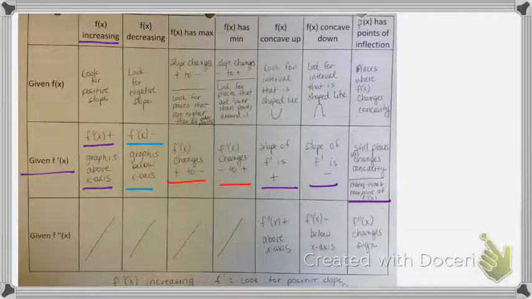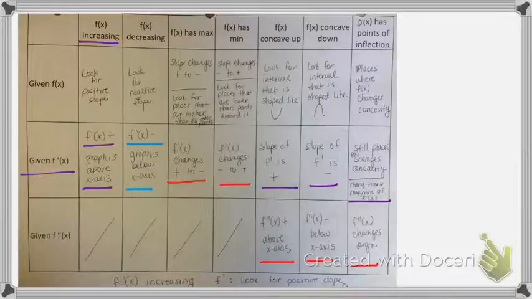If you're looking at f double prime, you can't do anything about f of x increasing, decreasing, or max and min. You can figure out where f of x is concave up and down based on f double prime being above and below the x-axis, and f double prime changing sign is where the points of inflection are.